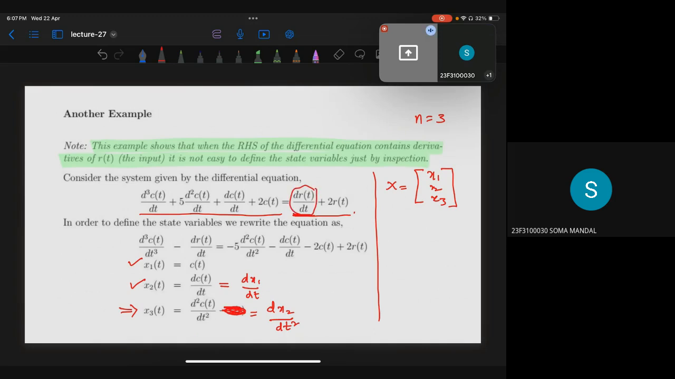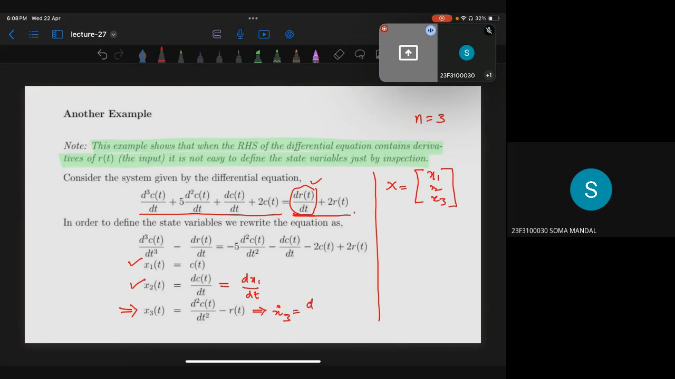So that's why what we do is we will expect it: when I take the differentiation, I should also get this term. So instead of only this, we will add R of t also. Now suppose you take differentiation of x3 dot, what do you get?